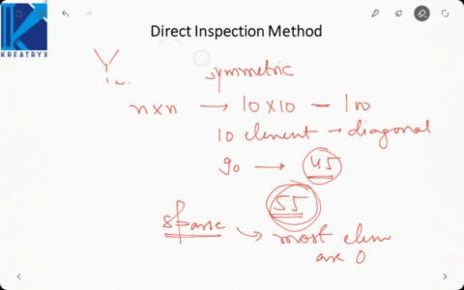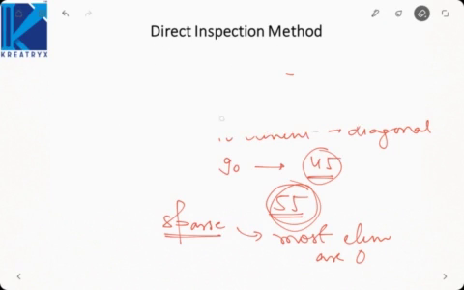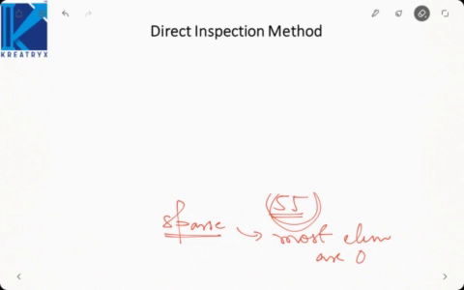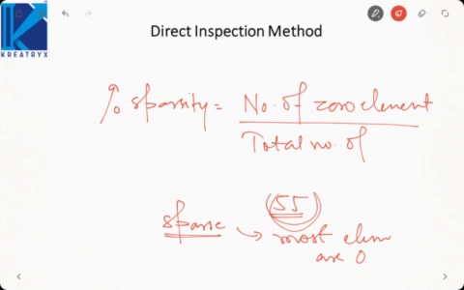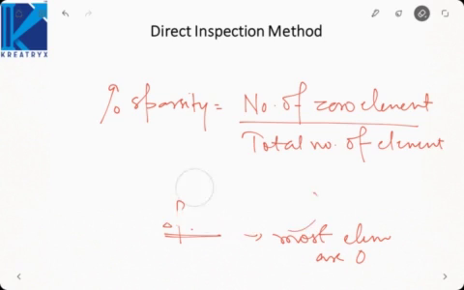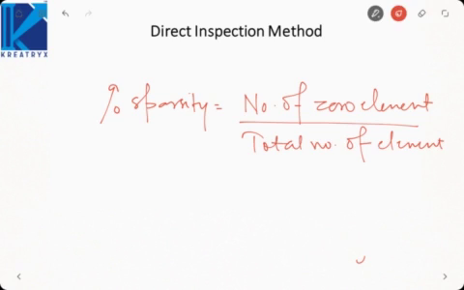Now this sparse property is represented by the sparsity of the matrix, where percentage sparsity is the number of 0 elements by the total number of elements. Okay, let me take an example. Suppose I take a power system with 20 buses and 30 transmission lines.